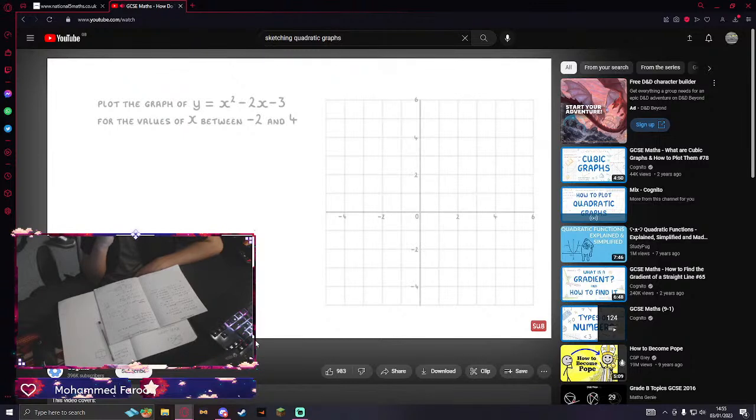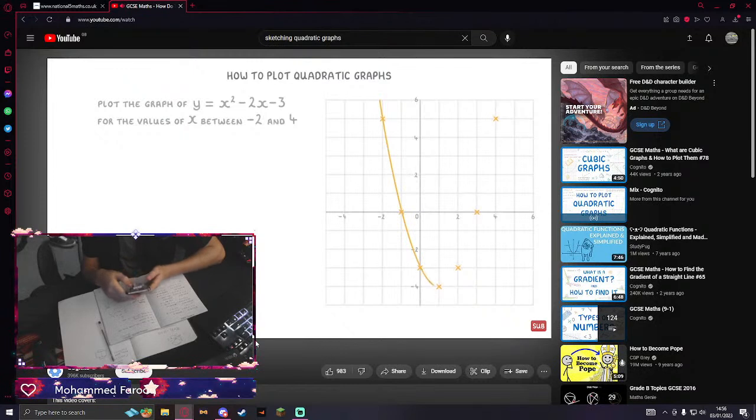In this video, we're going to cover how to plot quadratic graphs. For example, in this question here, we're being asked to plot the graph of y equals x squared minus 2x minus 3. And we only have to plot it in this region, between where x is minus 2 and where x is 4. Whenever you're asked to plot a graph, you're basically being asked to work out a bunch of points that the curve will pass through, and then join them all up with the curve.